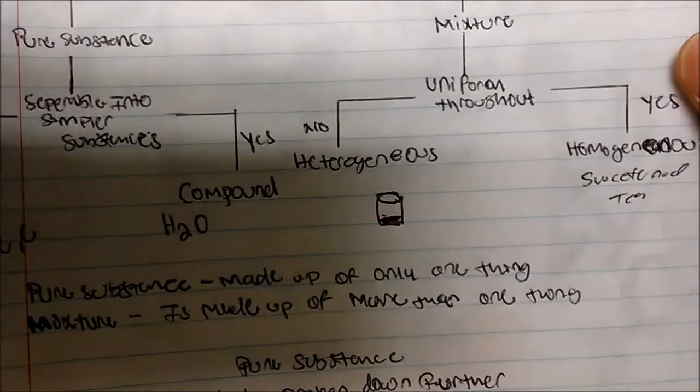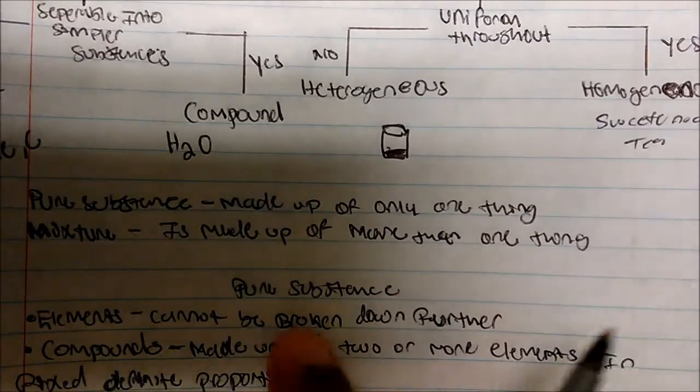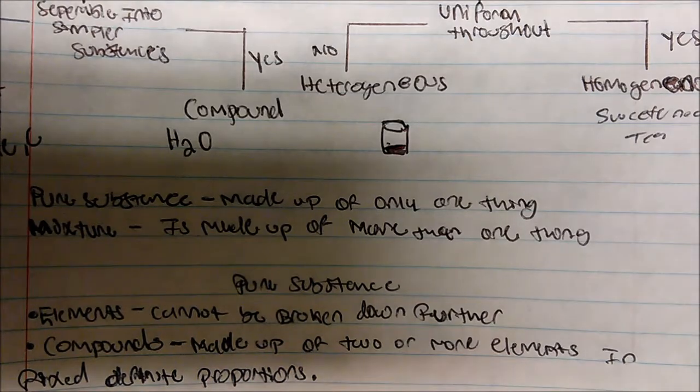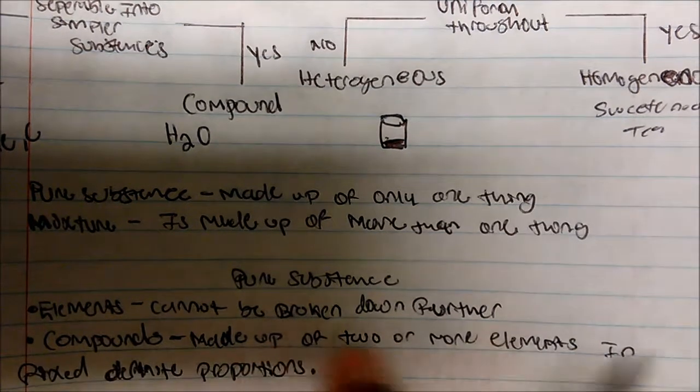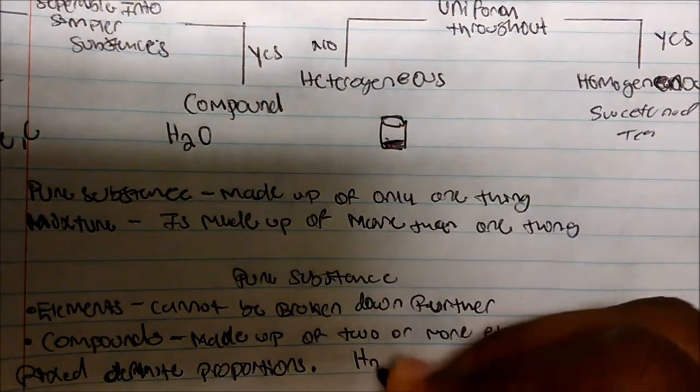So let's break it down from an informational standpoint. Pure substances are only made up of one thing. A mixture, on the other end, is made up of more than one thing. Let's take a look at pure substance. Elements cannot be broken down further. We already talked about that. Helium is a prime example. Compounds are made up of two or more elements in fixed proportions, and so we say those can be broken down, like H2O, hydrogen and oxygen.